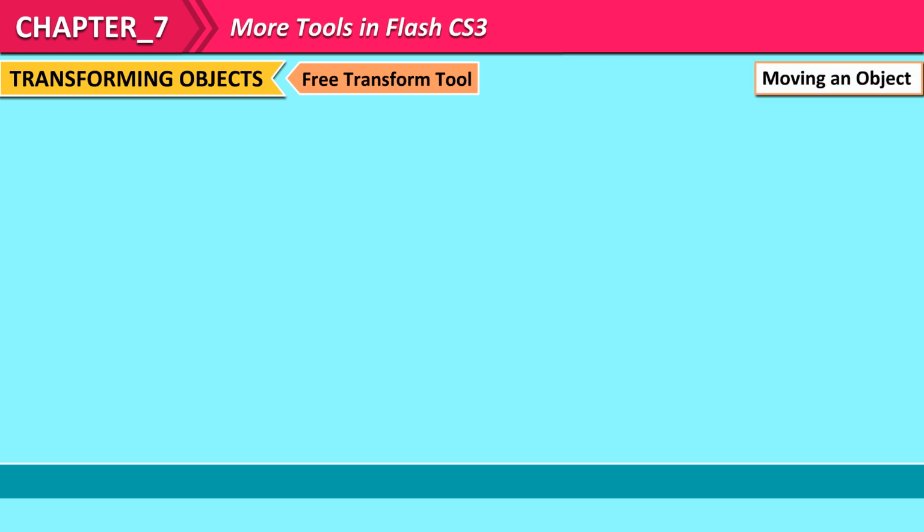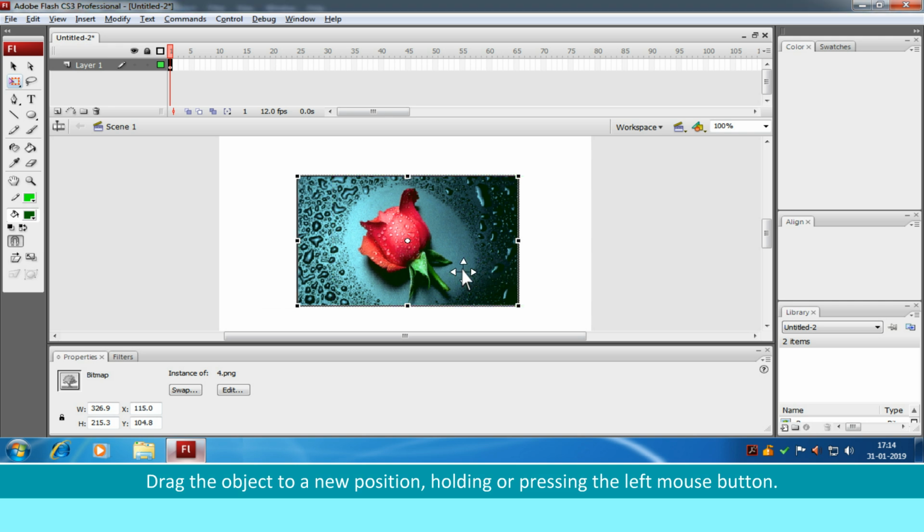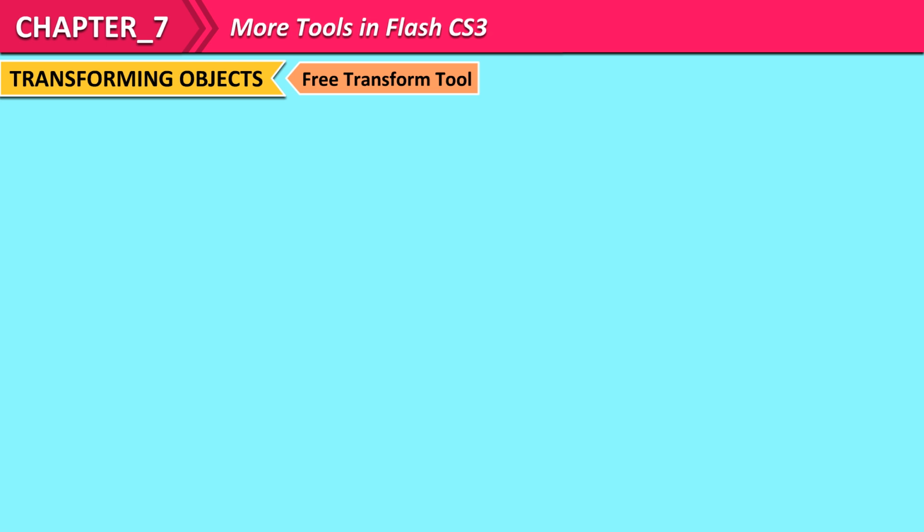Moving an object. To move an object, select it and hover the mouse pointer over it so that the pointer changes to a cross. Drag the object to a new position, holding or pressing the left mouse button.